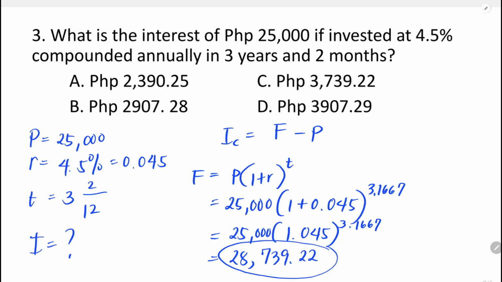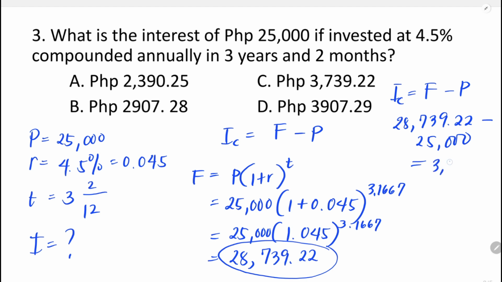Then, proceed tayo dun sa interest. Kasi ang hinahanap is interest. Interest, compounded annually, this is equal to F minus P. Our F is 28,739.22 minus the principal amount na 25,000. So, ang sagot dyan is 3,739.22. Our answer is letter C.